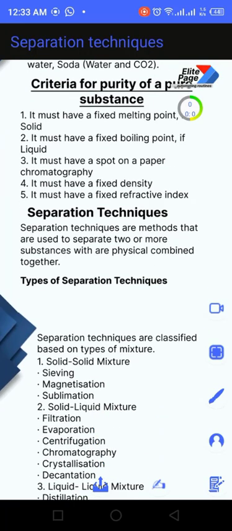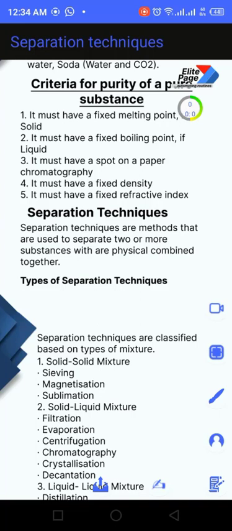Now to the next one, separation techniques. What are separation techniques? Separation techniques are those methods that are used to separate two or more substances which are physically combined together. Why do we apply separation techniques? Separation techniques are used to make an impure substance pure. That is, removing the impurity from an impure substance to make it pure.